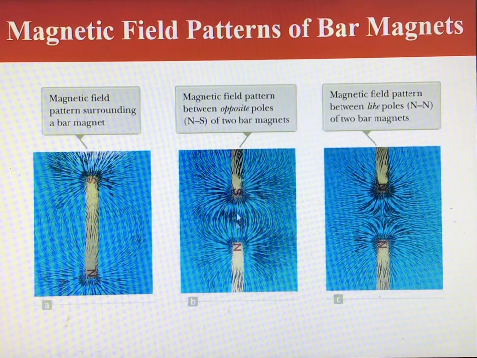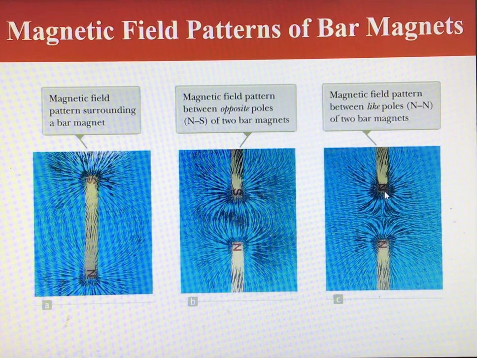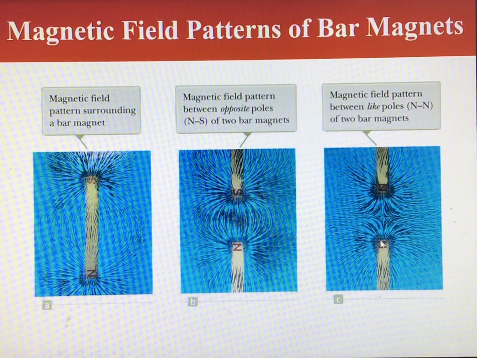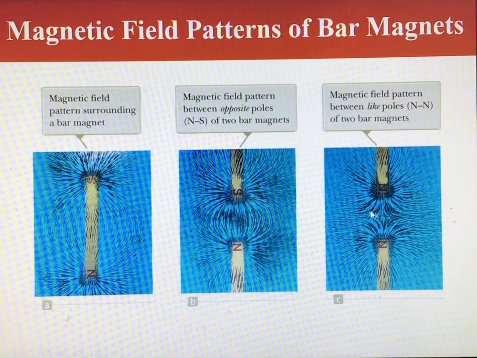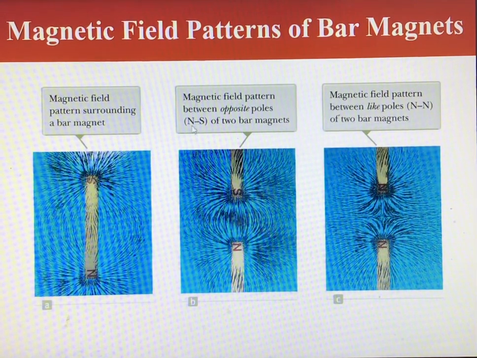Now these are two bar magnets placed close to one another. This is the north and this is the south. You can see magnetic field lines going from north to south, so there is an attraction between the two magnets. If this is a north and this is a north, there is going to be some repulsive force between the two magnets. So again, if you have a north and a south, you have an attractive force. If you have a north and a north, you have a repulsive force.